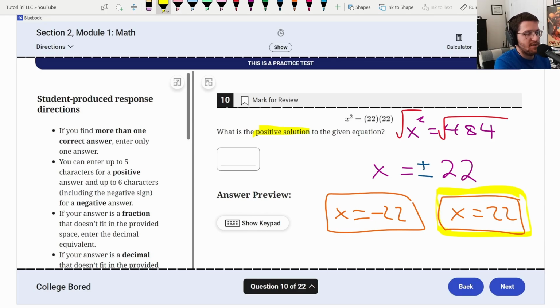X equals negative 22 is still an answer, and a future question could have asked you about that one, and if you didn't know that, you'd maybe get it wrong. So always make sure you put a plus or minus sign on the other side when you take a square root of a square in an equation.